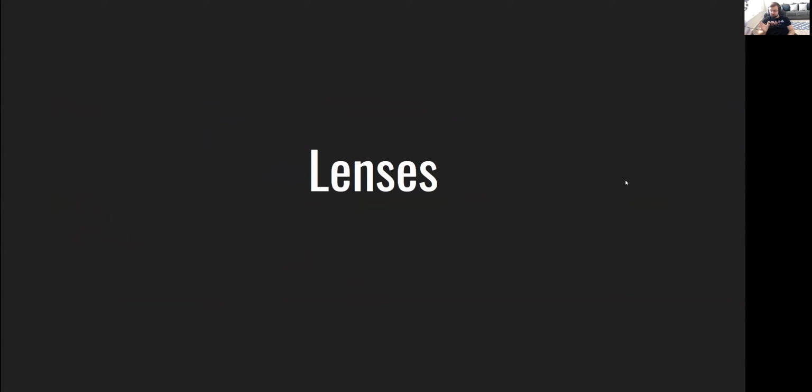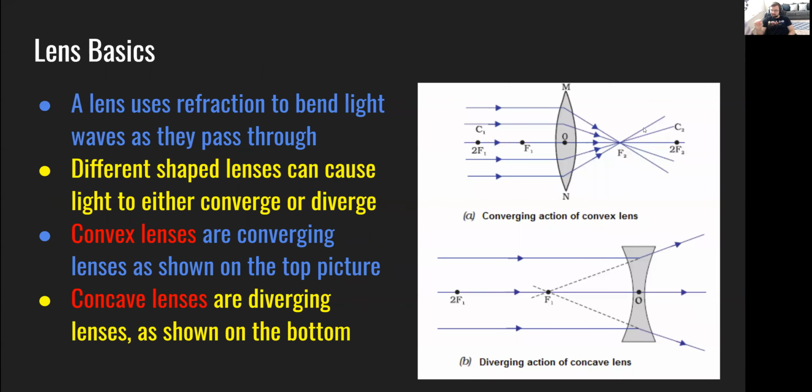Now, I've talked about mirrors some. Let's talk about lenses. A lens uses refraction. So mirrors, their whole thing is light bounces off. It's reflection. Lenses use refraction. This is when light goes through a medium and bends because it changed speed inside the medium. So that's how glasses work.